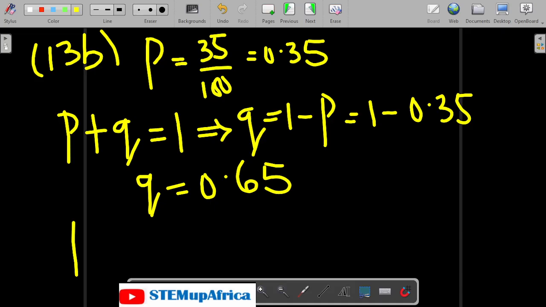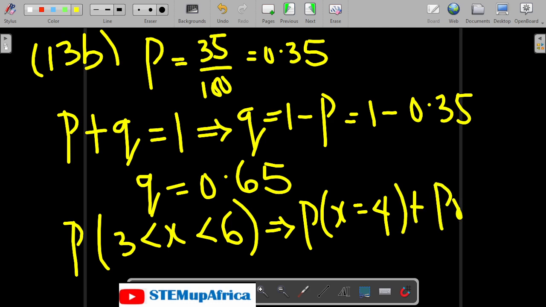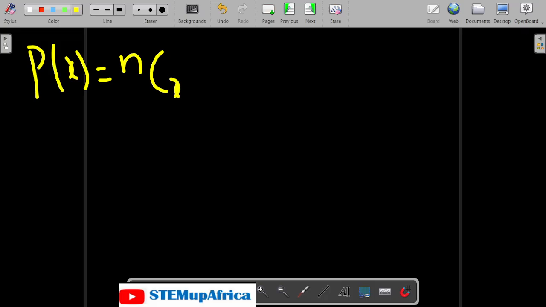So we are dealing with the probability of 3 less than x less than 6. That means that is equivalent to probability of x equals 4 plus the probability of x equals 5. That is what it means. So let's put the mathematical expression. Probability of x is equal to n combination x, p raised to the power x, q raised to the power n minus x.